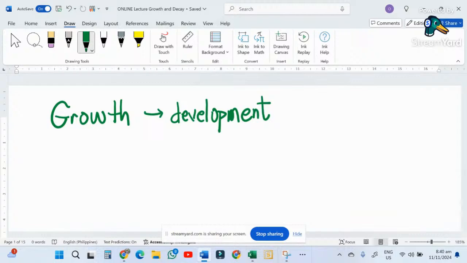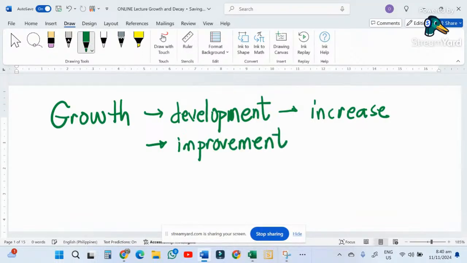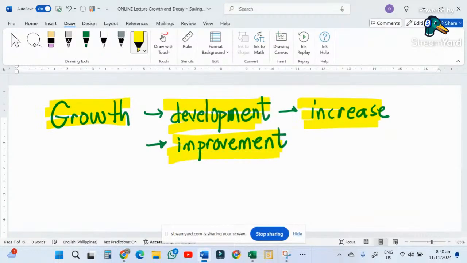So growth connotes development. It connotes increase. It connotes any positive improvement. Of course, improvement is always positive, and so on. So if you read the word growth, increase, development, improvement, they all connote positive change, I would say.